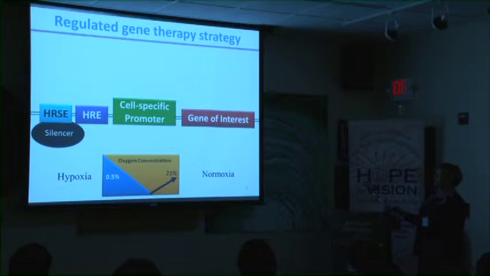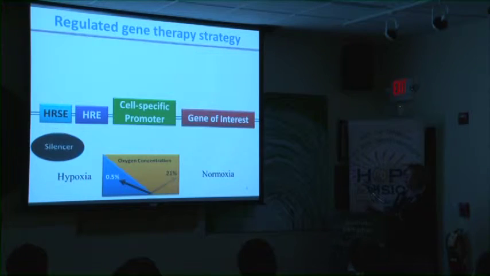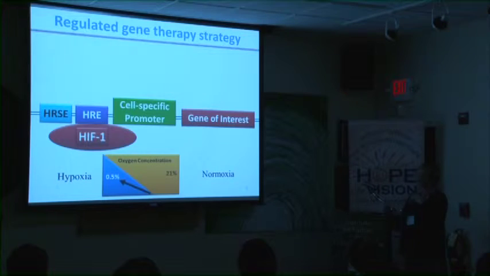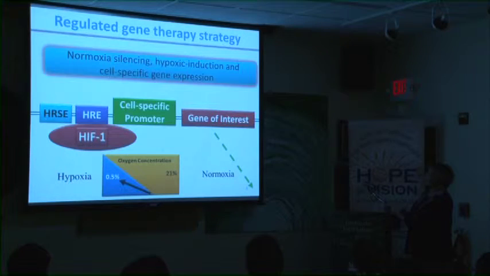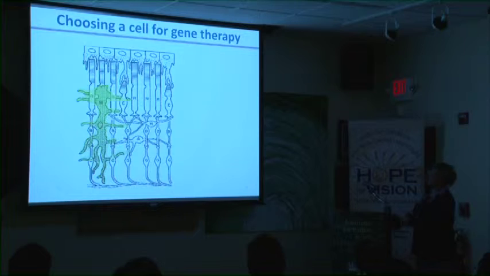And what happens is, under normal conditions, if this vector gets into a cell, a silencer is being used because it's a normal oxygen concentration. However, when hypoxia happens, HIF1 binds to this hypoxia responsive element, and HIF1 is hypoxia inducible factor. And now our vector is turned on, and we have the production of the gene of interest, which in our case is endostatin. And that should lead to the reduction in those abnormal vessels.